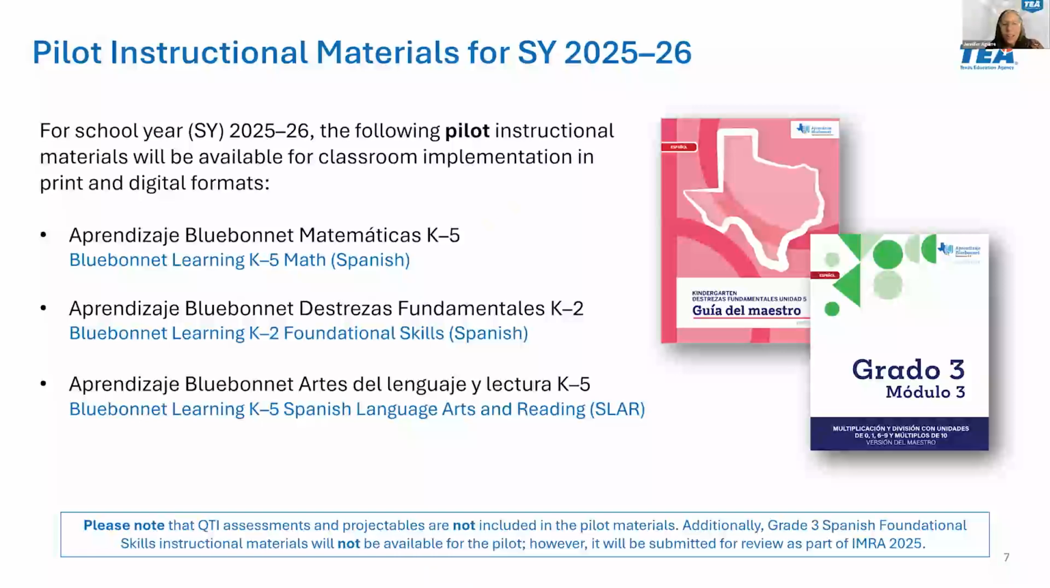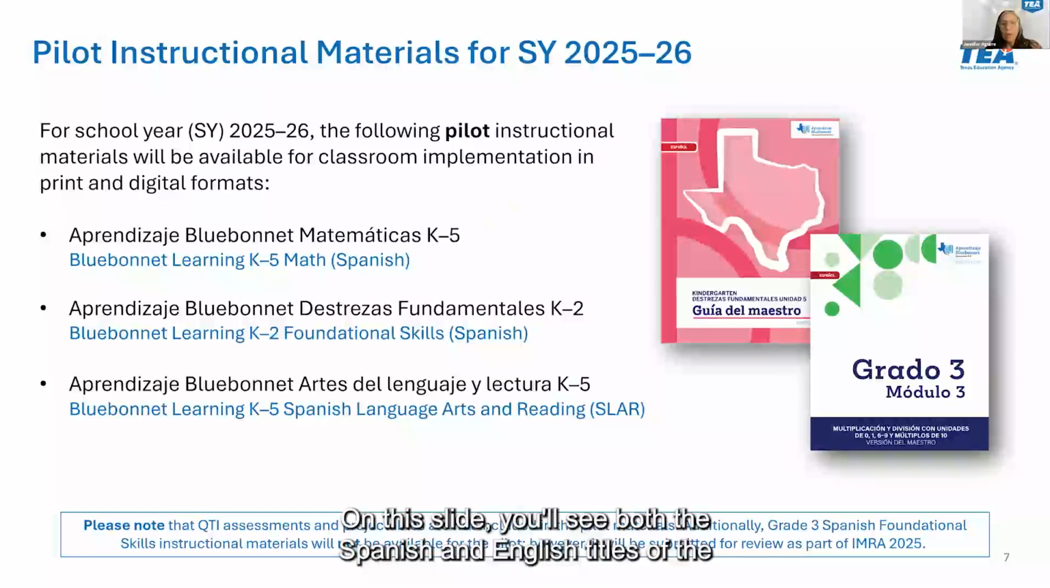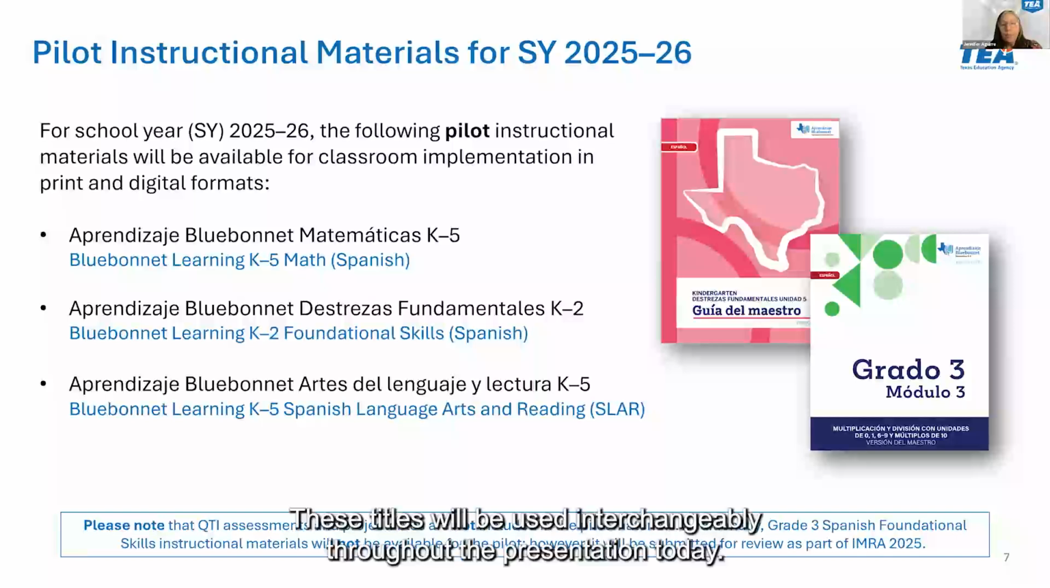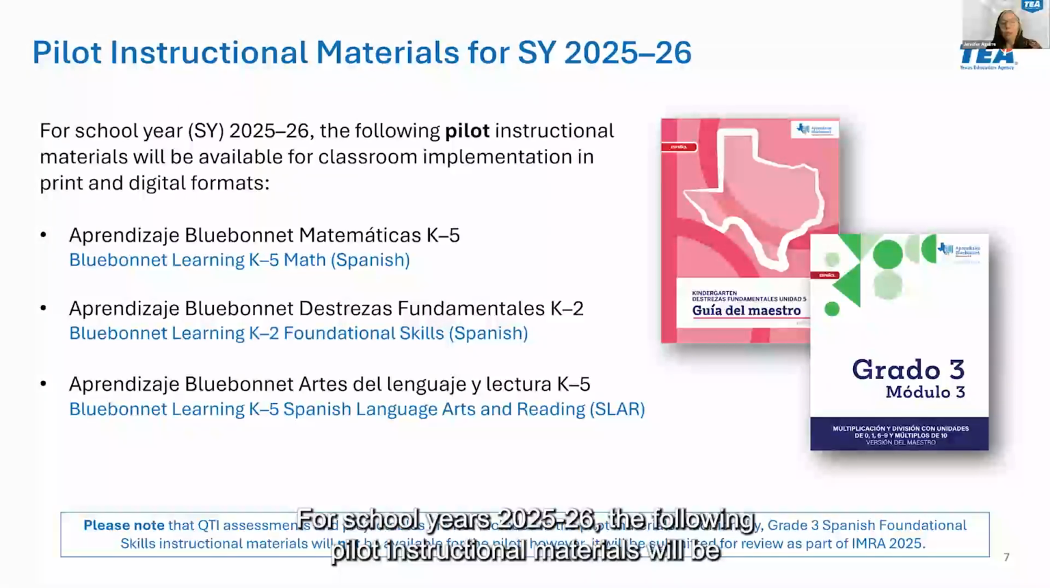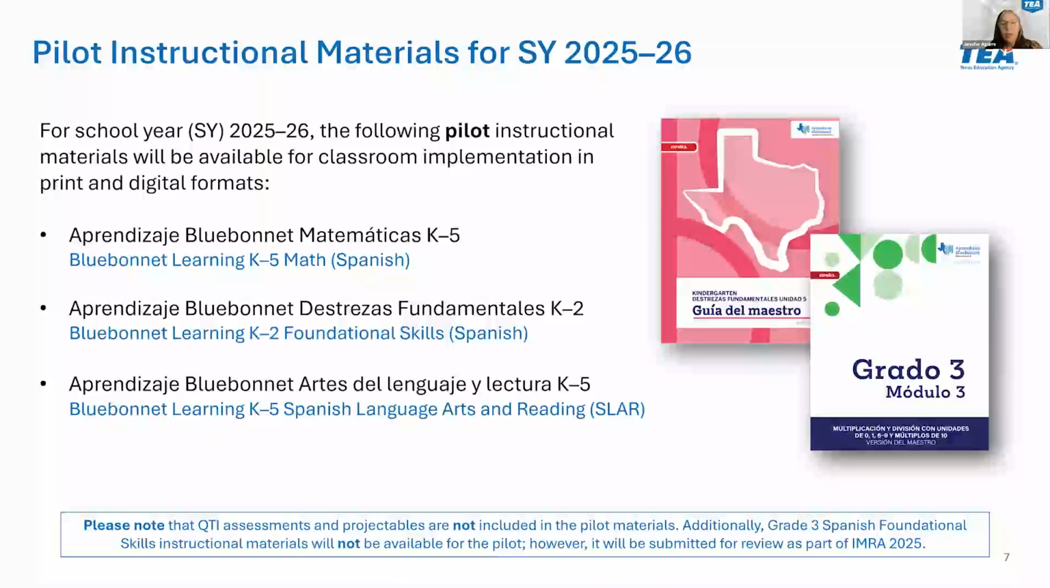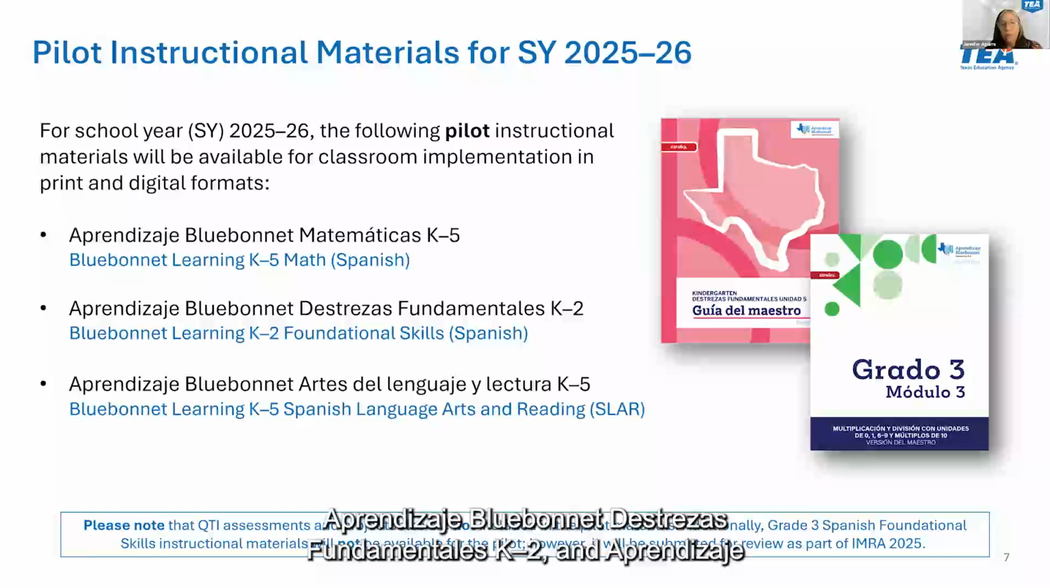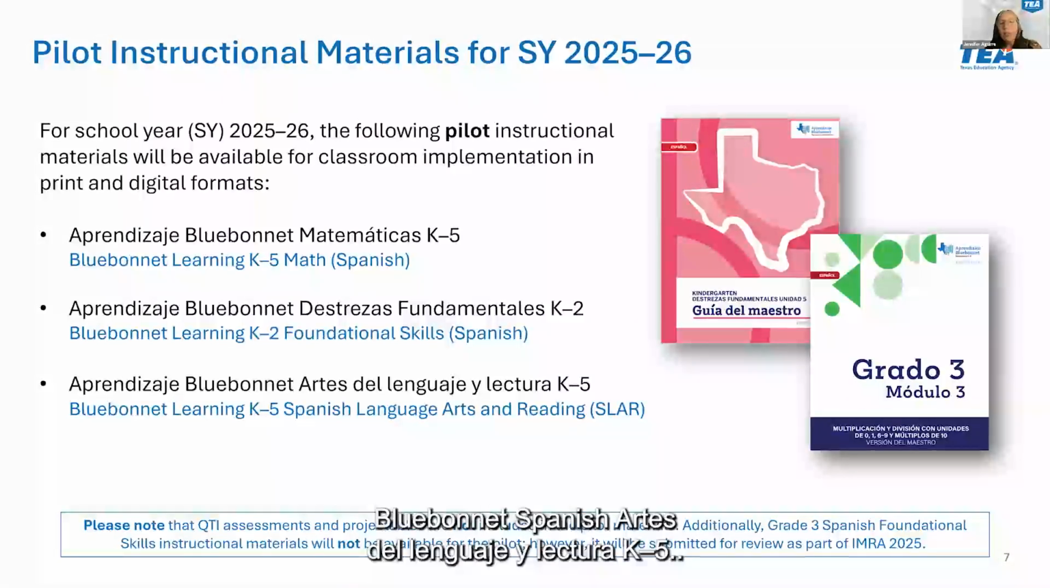Thanks, Ann Lauren. Good afternoon, team. On this slide, you'll see both the Spanish and English titles of the pilot instructional materials that are available for school year 25-26. These titles will be used interchangeably throughout the presentation today. For school year 25-26, the following pilot instructional materials will be available for classroom implementation in print and digital formats: Aprendizaje Bluebonnet Matemáticas, K5; Aprendizaje Bluebonnet Destrezas Fundamentales, K2; and Aprendizaje Bluebonnet Artes de Lenguaje y Lectura, K5.